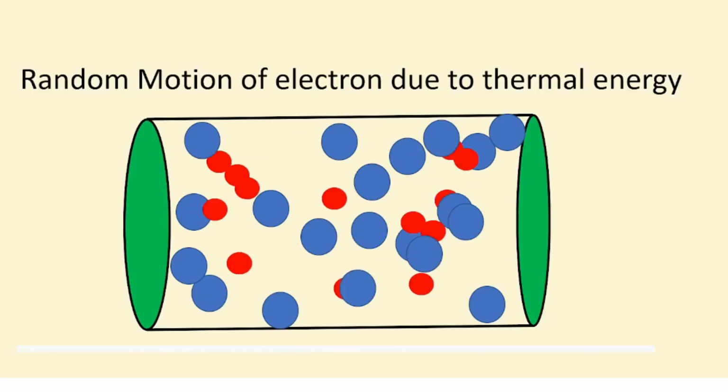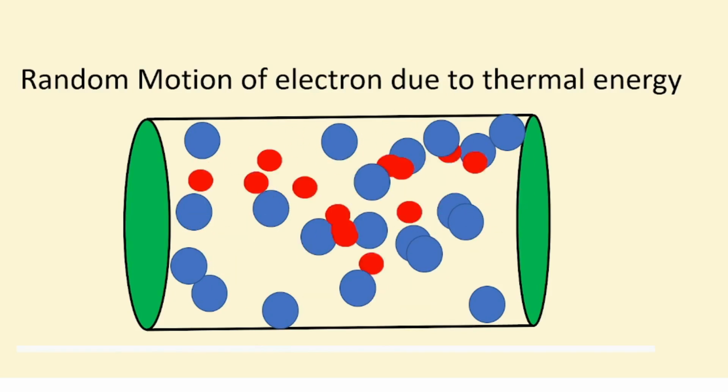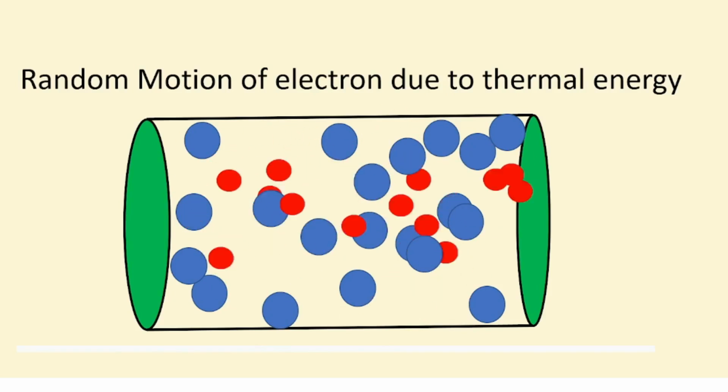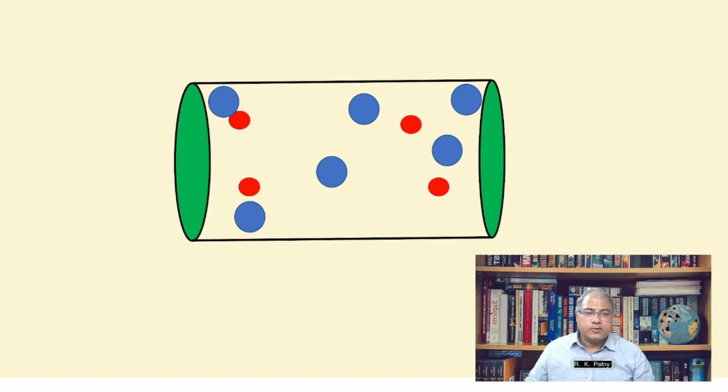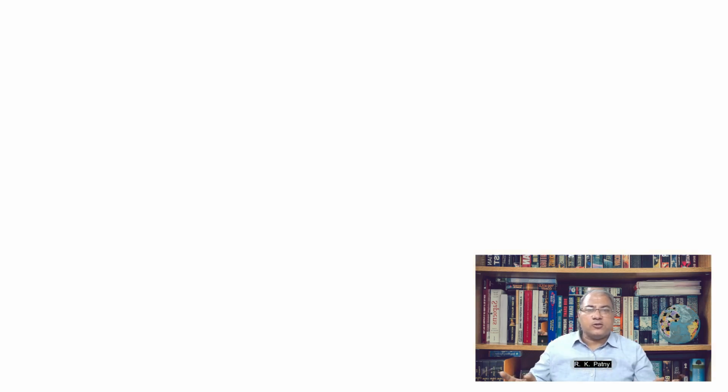Thus, inside the metal strip, there are a large number of free electrons and a large number of positive ions, as shown in the figure. Electrons already have negative charge, and due to the removal of electrons, there are positive ions inside the metal strip. So when there are a large number of free electrons, a large number of positive ions are also present.